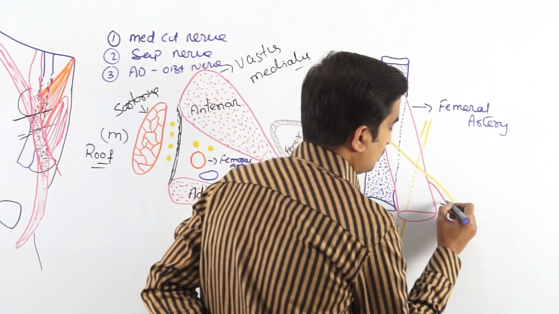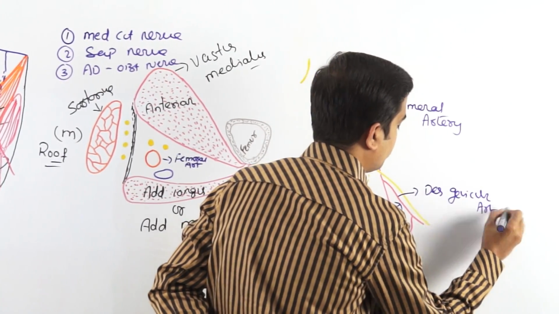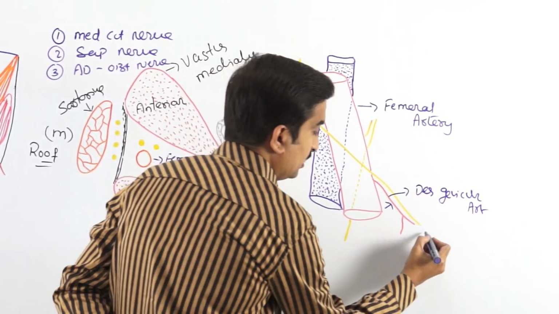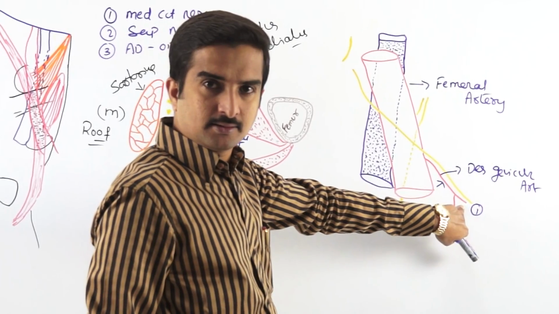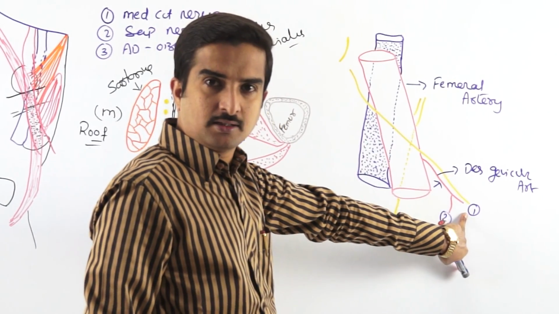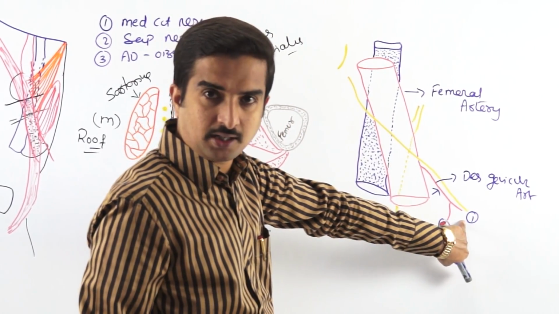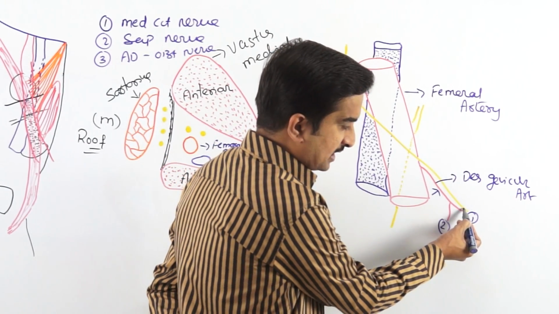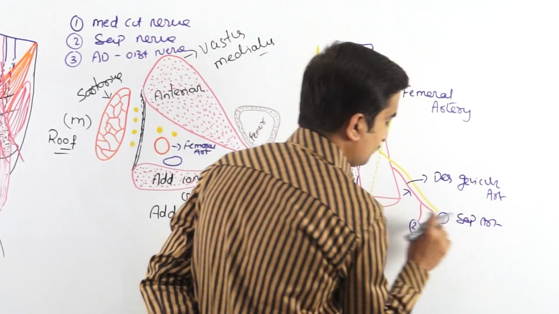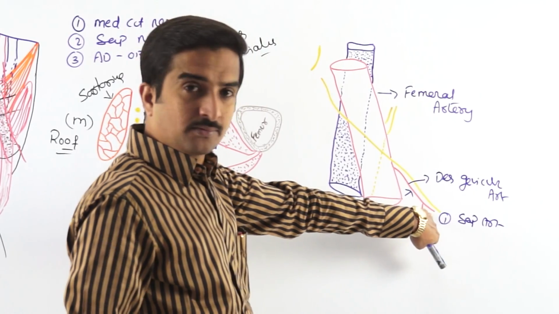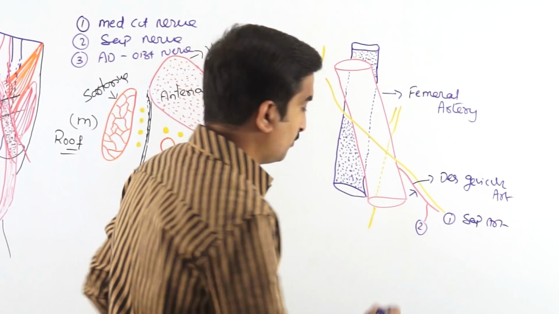So here I will mention, this is called the descending genicular artery. This descending genicular artery divides into two. The first one, it gives off a superficial branch called the saphenous artery. You can see the saphenous artery accompanies the saphenous nerve here. This is the saphenous nerve. So the first one is the saphenous artery, the superficial branch. And next is the deep branch called the muscular branches.